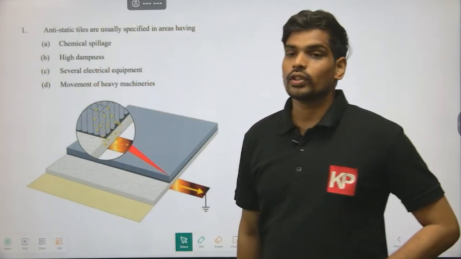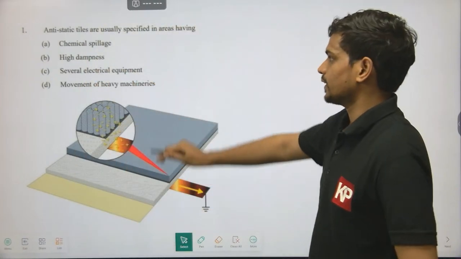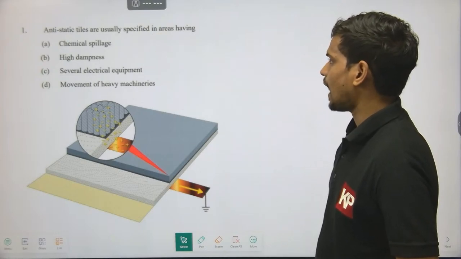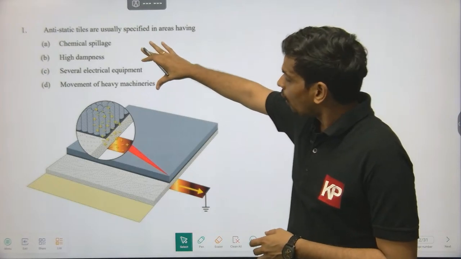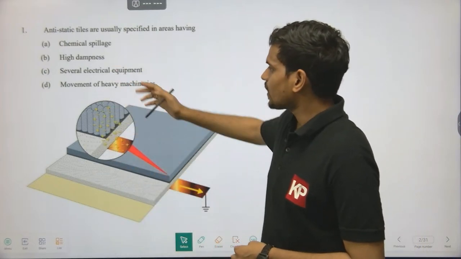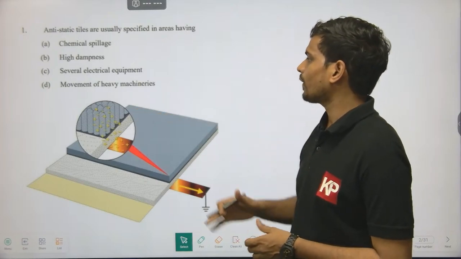So the first question, this is CPWD UPSC 2016. Anti-static tiles are usually specified in areas having, let's go through the options: chemical spillage, high dampness, several electrical equipment, movement of heavy machinery.